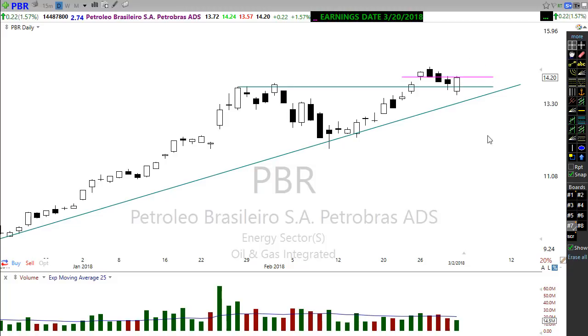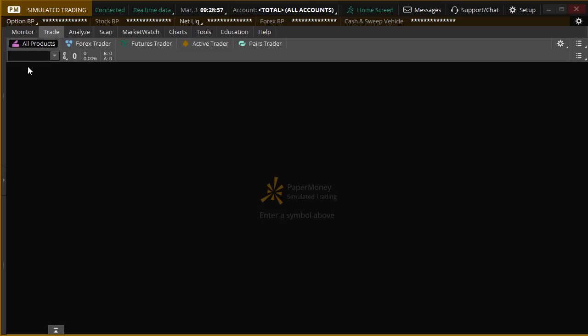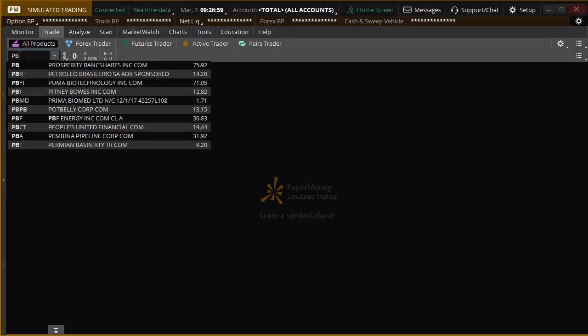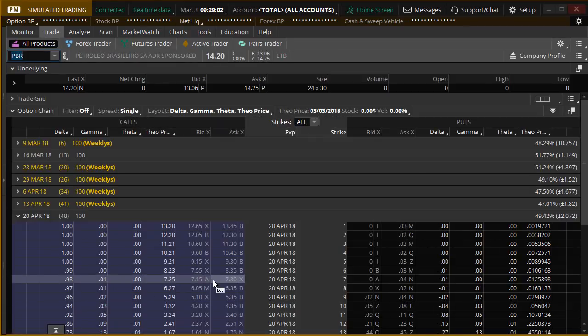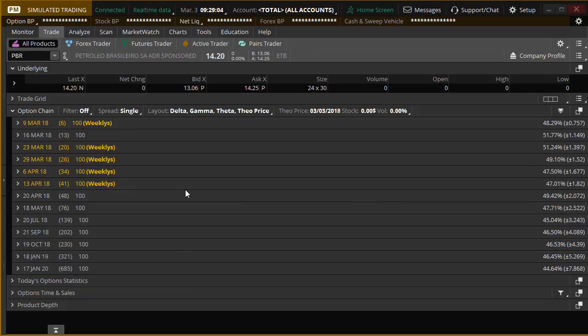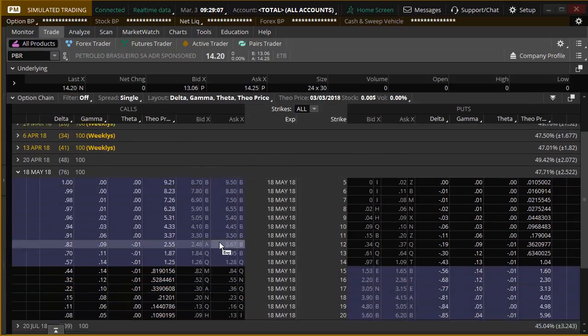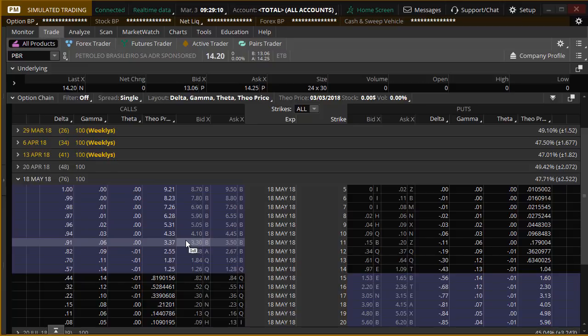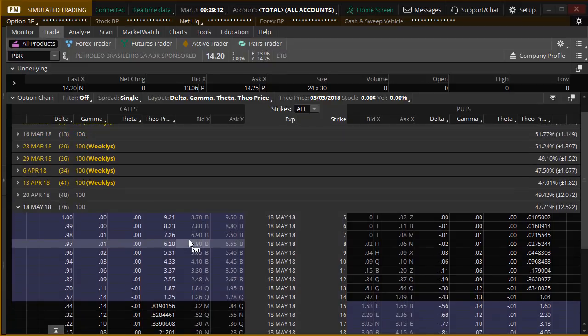Okay. But what I'm going to do is lay this out just the way it stands right now. And let's take a look at the options here on PBR and see if there's anything there that we even like. And I haven't looked at these. I have no idea if we would like these or not. Let's look at the Mays. Do you guys know why I went immediately to May? Because of the rule, 60 to 65 days. April's are too short. April's are getting close to being credit spreads. So I look to the Mays.